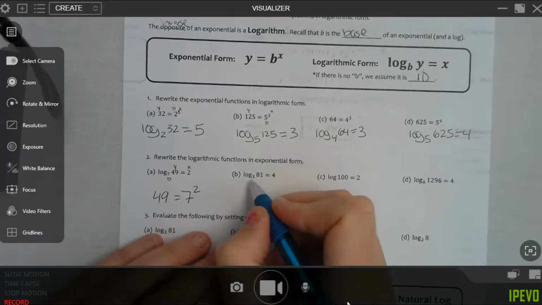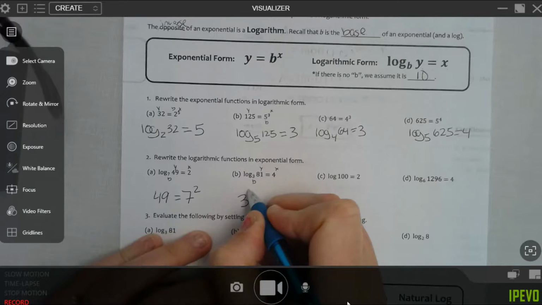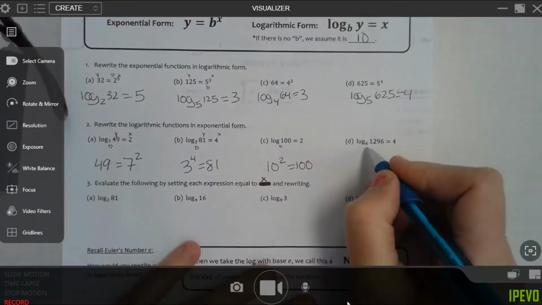So again, this is the b, the y, the x. So b to my x equals y. Remember, when nothing's written for log, we're going to use a 10. So it's 10 to a power of 2 equals 100. And then 6 to a power of 4 equals 1296.